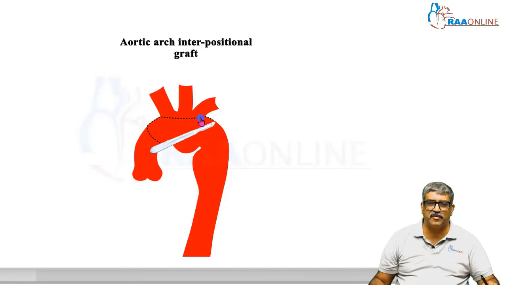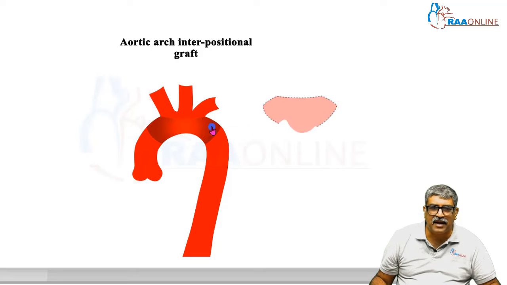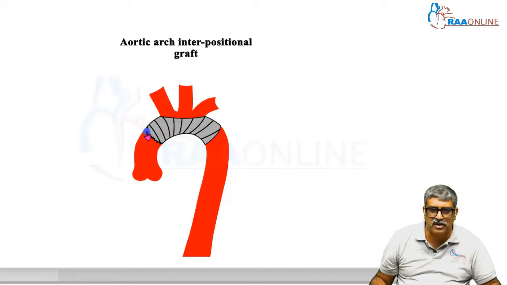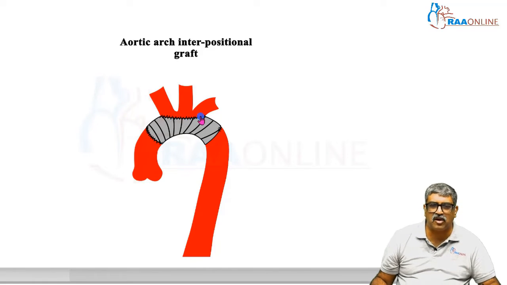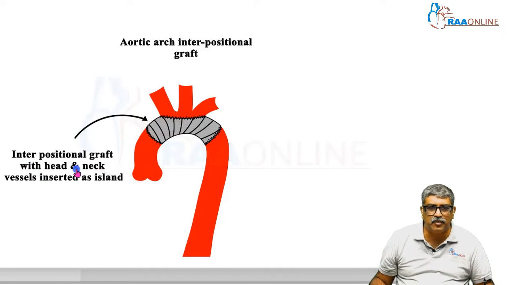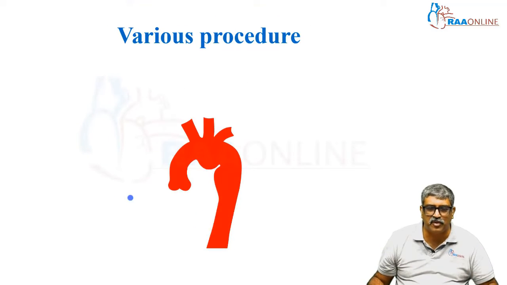That is the simplest of the surgery. You do a surgery and place a graft here. Okay, graft is being placed. It is anastomosed at the proximal end and the distal end, and the three vessels are also anastomosed to the graft, and the distal end is being anastomosed. It is an interpositional graft with head and neck vessels inserted as an island. That is a simple procedure.